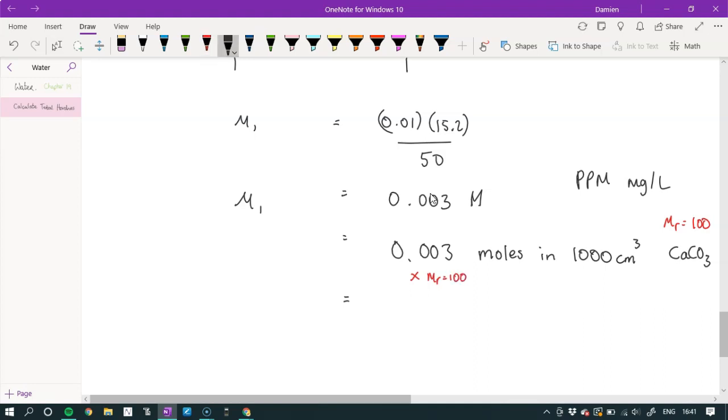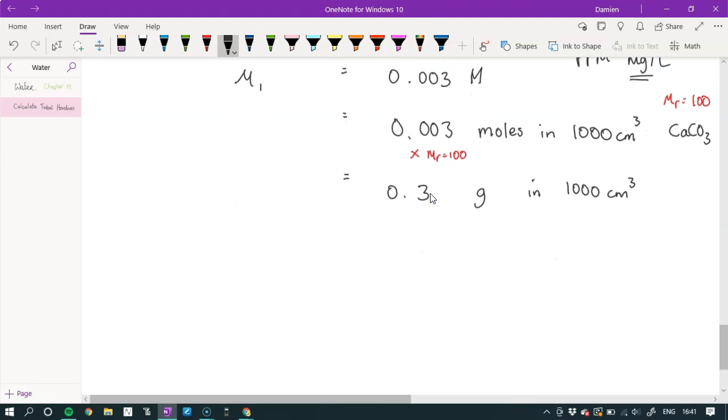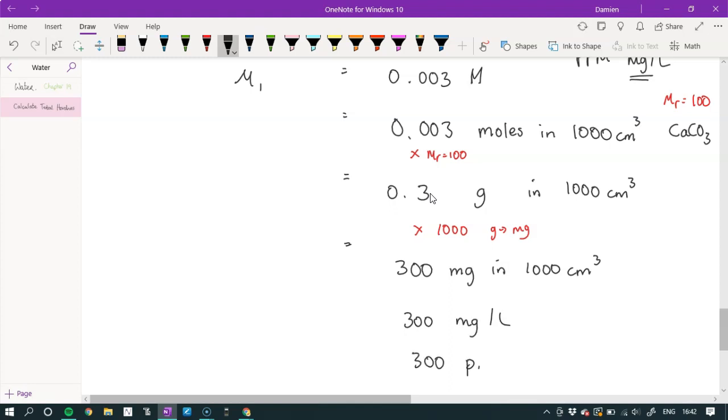When we do that, you're just going to get 0.3. So now we have 0.3 grams in 1000 cm cubed. But again, we're not looking for grams per cm cubed, we're looking for milligrams per 1000 cm cubed. So to get to that, you're going to have to multiply by 1000, to go from grams to milligrams. Then you're going to end up with 300 milligrams in 1000 cm cubed. So that's 300 milligrams per litre. So that is 300 parts per million.